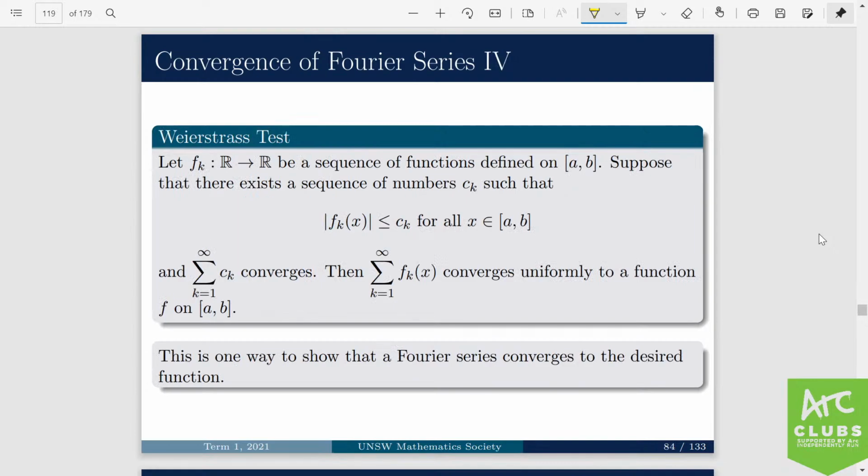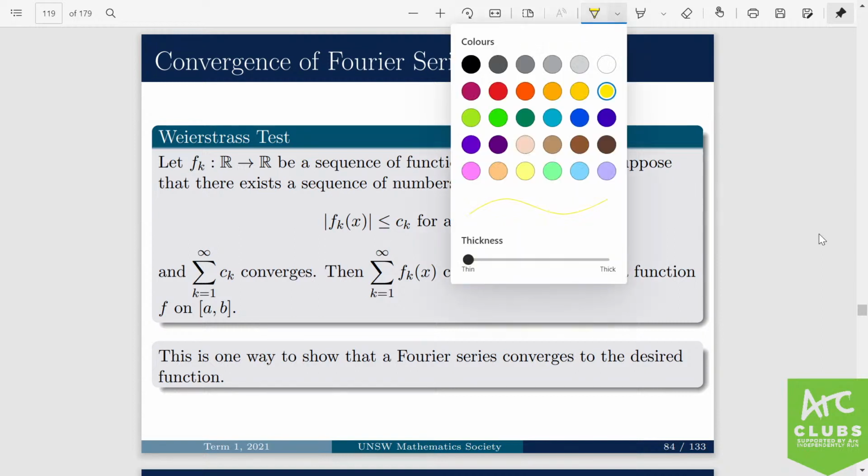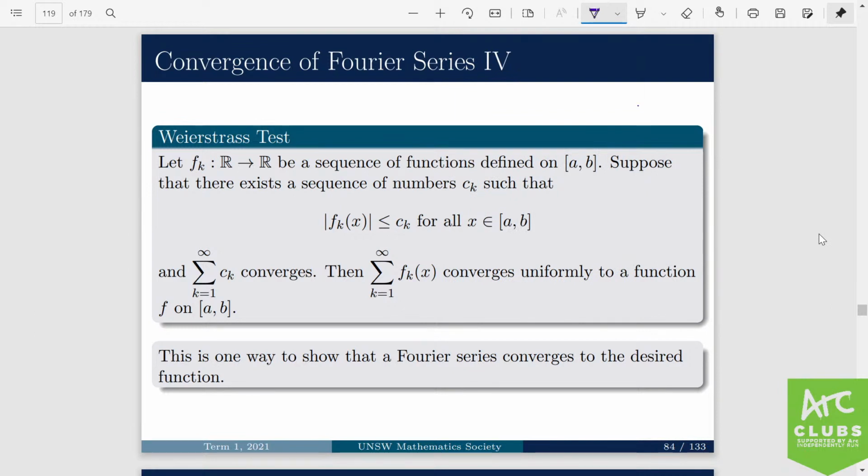So here we have an actual test, the Weierstrass test. This test is used to tell if a series converges uniformly. Sometimes if a question asks to prove that the Fourier series converges uniformly, then this is the test we use. It says let f_k be a sequence of functions defined on this interval [a, b], and suppose we have another sequence c_k that serves as an upper bound for the absolute value of f_k. Then if the sum of c_k converges, then the sum of f_k will converge uniformly to a function f. Here the Fourier series aren't mentioned, but essentially this is what we use to show our Fourier series converge uniformly.